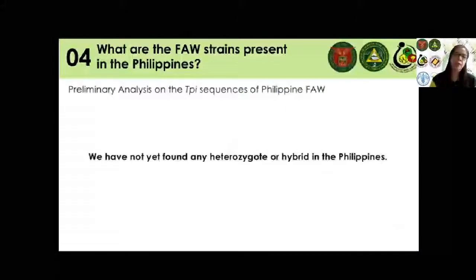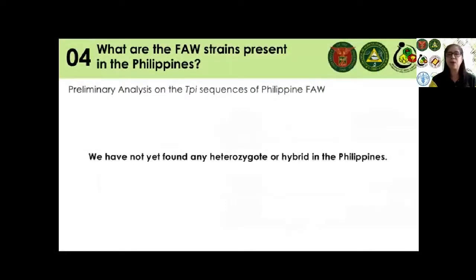Meanwhile, we also analyzed the TPI sequence of some of our samples. Based on our preliminary analysis, we have not yet found any heterozygote in our FAW collection. So that's our story for now, and we hope you find this very interesting. We have drafted a manuscript regarding the genetic structure of FAW in the Philippines, and we will inform you once the publication is already out.